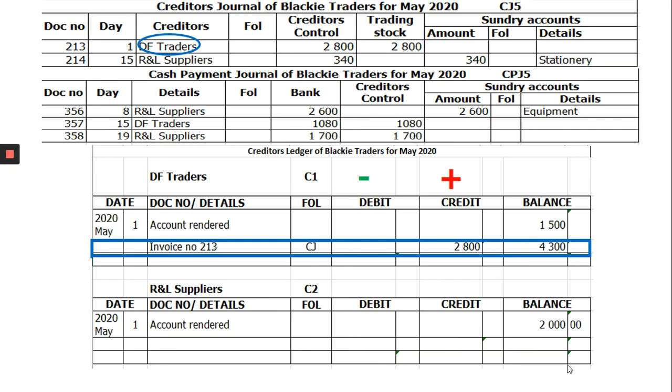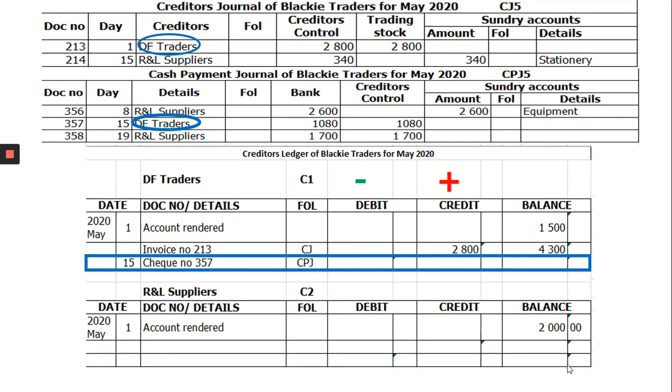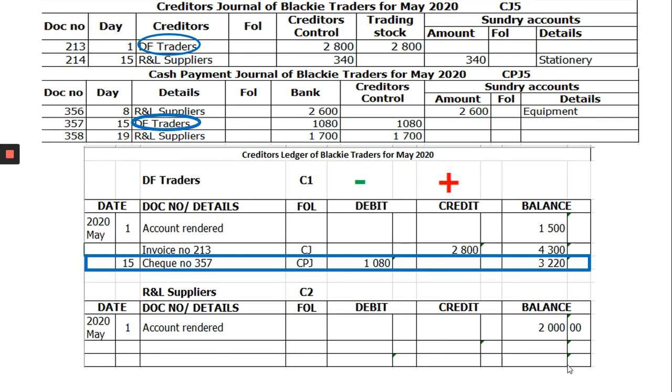Now the second transaction of Dev Traders was on the 15th in the CPJ. You will see that the amount there stands at bank and at creditors control. So that means that we paid part of our debt. So the date will be the 15th, check number 357. We posted it from the CPJ and we paid part of our debt, so therefore our debt will decrease with the amount. So on the debit side we will write 1,080, and to calculate our new balance we will take the 4,300 minus the 1,080, which will give us 3,220.